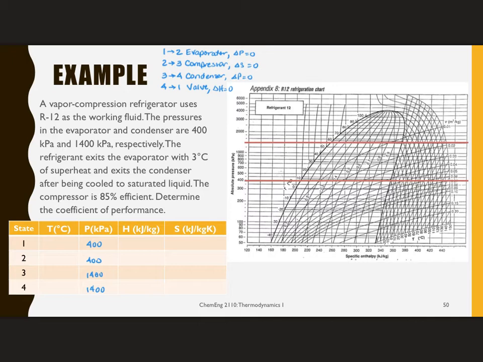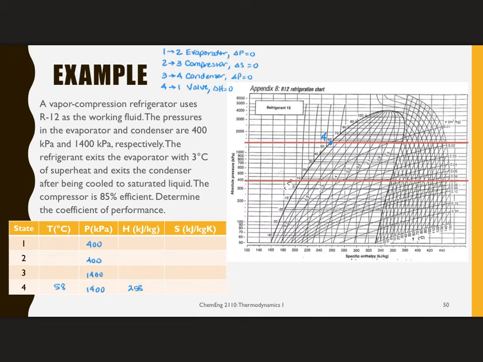Okay. Now, where can we begin? Well, one thing I know is that state 4 is going to be the high pressure saturated liquid. And so this is going to be state 4, and that value looks like it is about 58 degrees C. And the enthalpy is about 258.